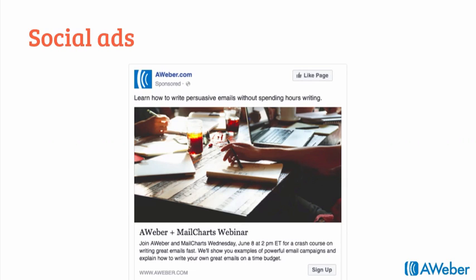But what we've also found with Facebook ads here at AWeber is that when we use a Facebook ad to ask people to download a trial of AWeber, for instance, it's not effective, because on Facebook you have a lot of cold traffic who aren't necessarily aware of your brand yet. So to ask them to get a trial right away, they're not ready for that.